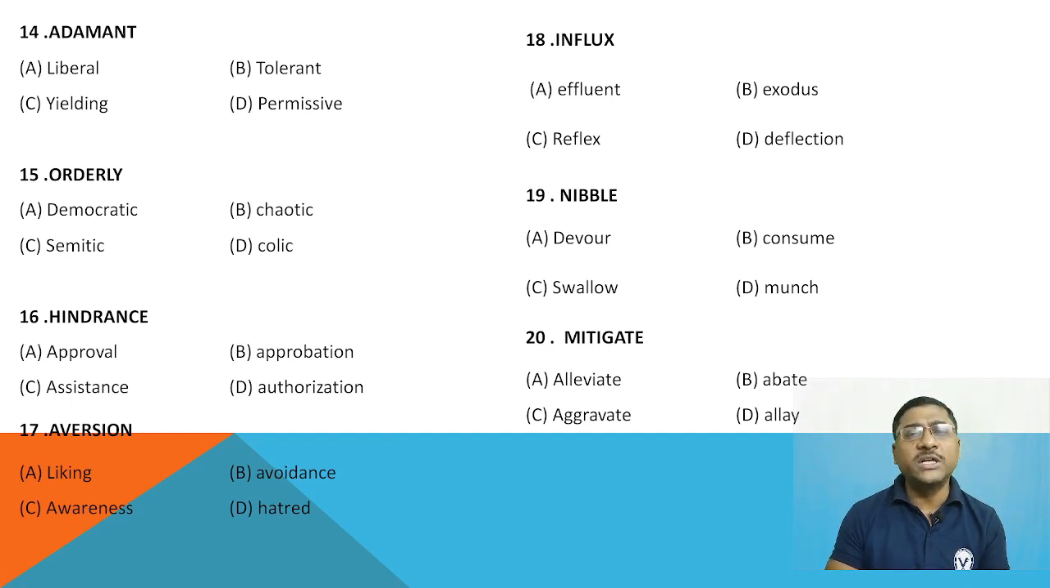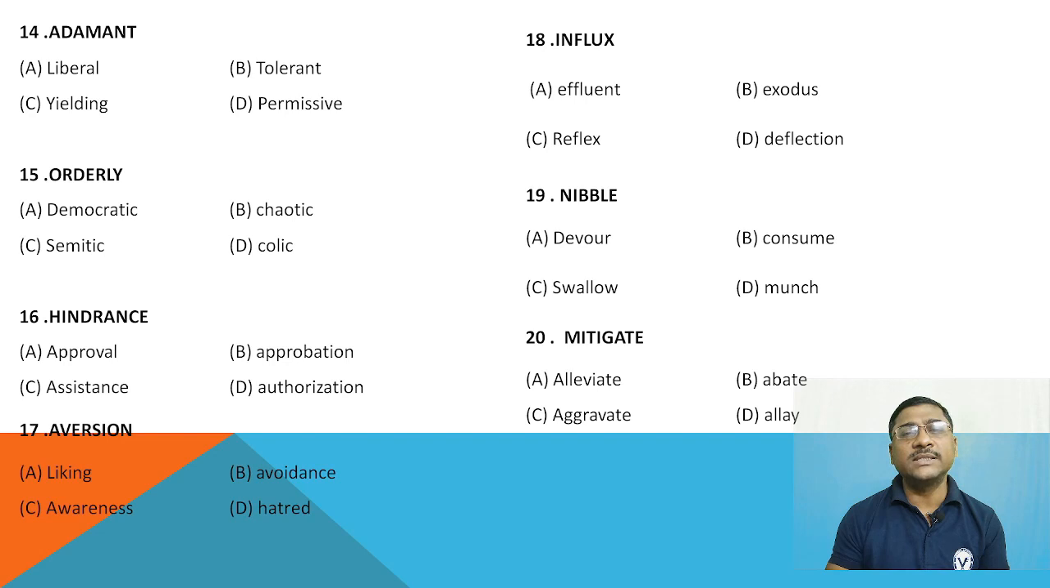Then aversion. Aversion means a strong dislike for something. So aversion is a strong dislike for something. I have an aversion, say, for lethargy. I have an aversion for lethargy. Means those who are lazy or lethargic, I strongly dislike them. I don't like them. So I have an aversion towards lethargy. So aversion, not liking. So the opposite is obviously liking. The liking word is given, so option A is the antonym of it. That is liking. Avoid, avoidance, awareness, hatred are simple common words. I'm sure you know them.